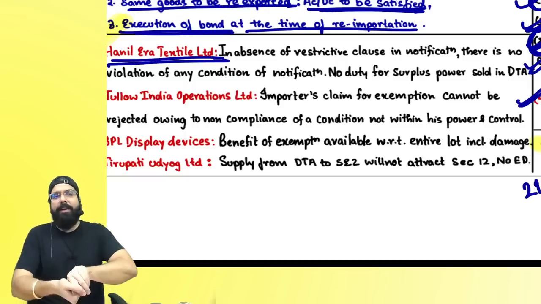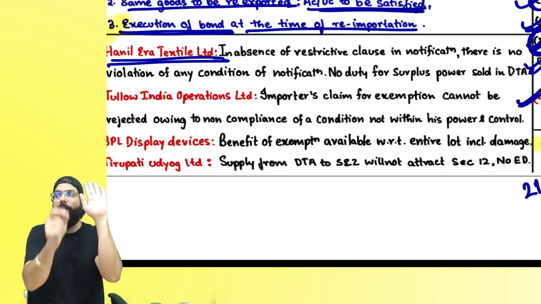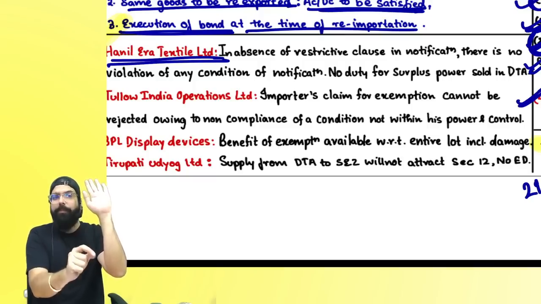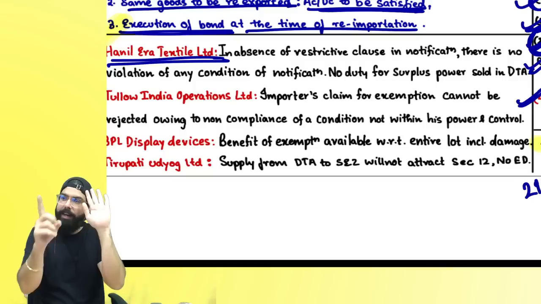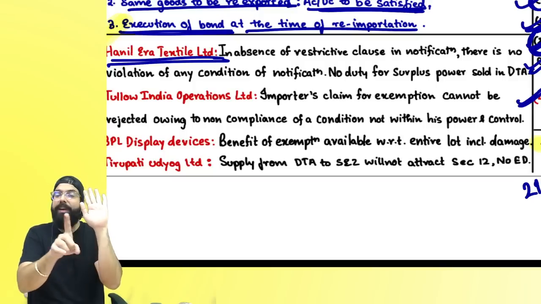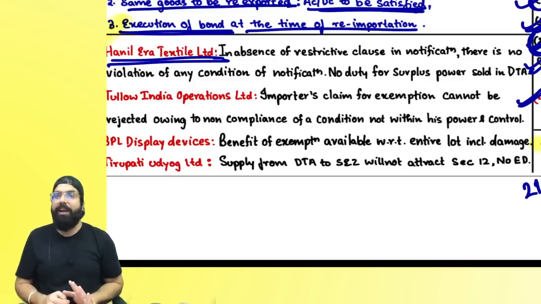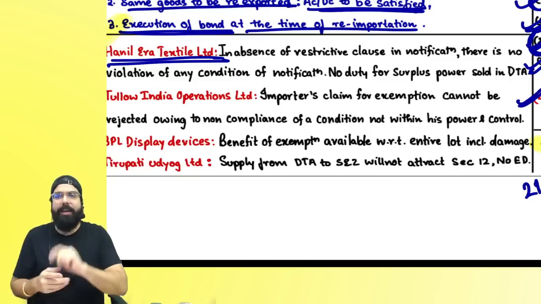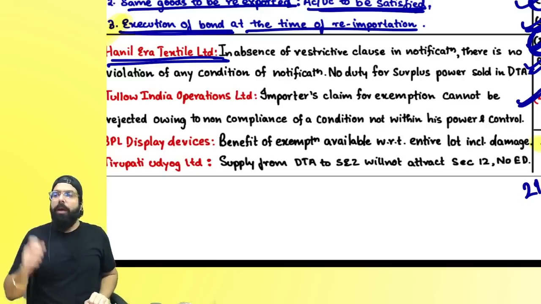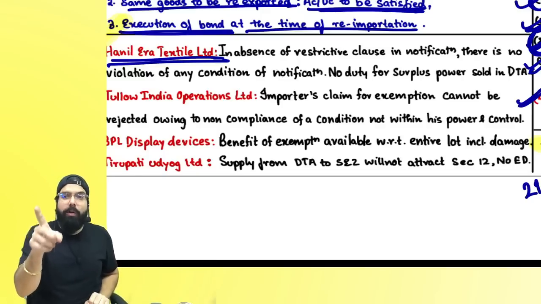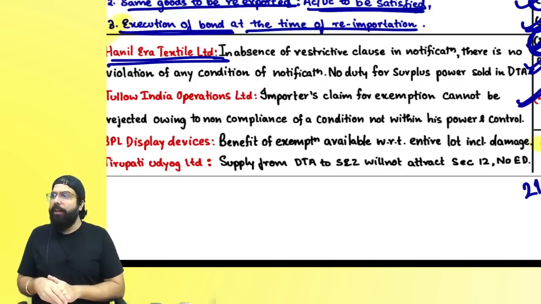Now Hanil Era Textile went to the court, and the court said that when the notification was issued, it was told that you have to generate electricity and use it for goods, and the goods should be exported. Hanil Era Textile did what was told in the notification. In the notification, there was no restriction saying that surplus electricity, if generated, can't be sold in the domestic tariff area. If they sell that electricity in the domestic tariff area, they have not committed any violation, and hence the exemption will be given. The department can't say we want the duty on the furnace oil and the DG set.